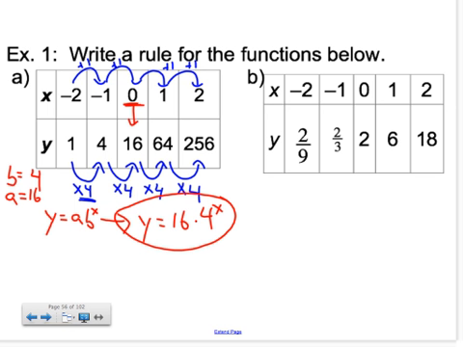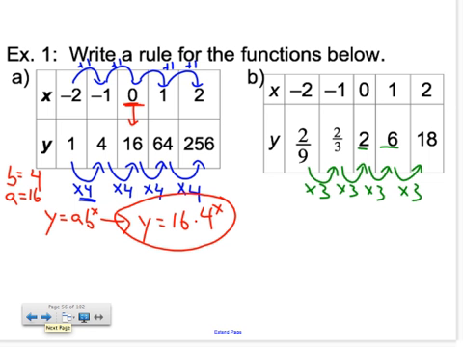Again, it says to write a rule for the function below. So identify your common multiplier from here to here, from here to here. Now, if you look at your first two values, from 2 over 9 to 2 over 3, it's a little bit harder to see. But if I look at the latter part of my values, it's easy to see that going from 2 to 6 is times 3, from 6 to 18 is times 3, from 2/3 to 2 is times 3, and from 2/9 to 2/3 is times 3. So identify that rule.